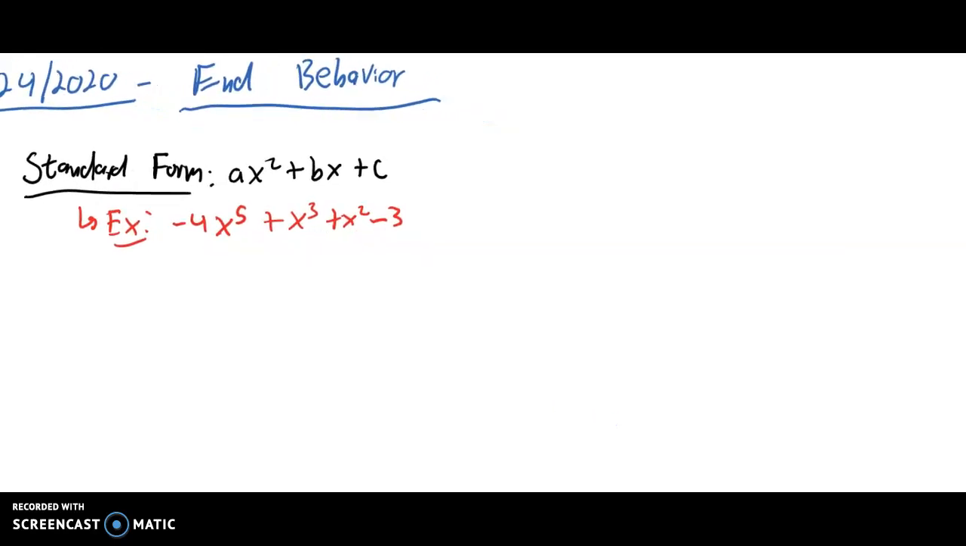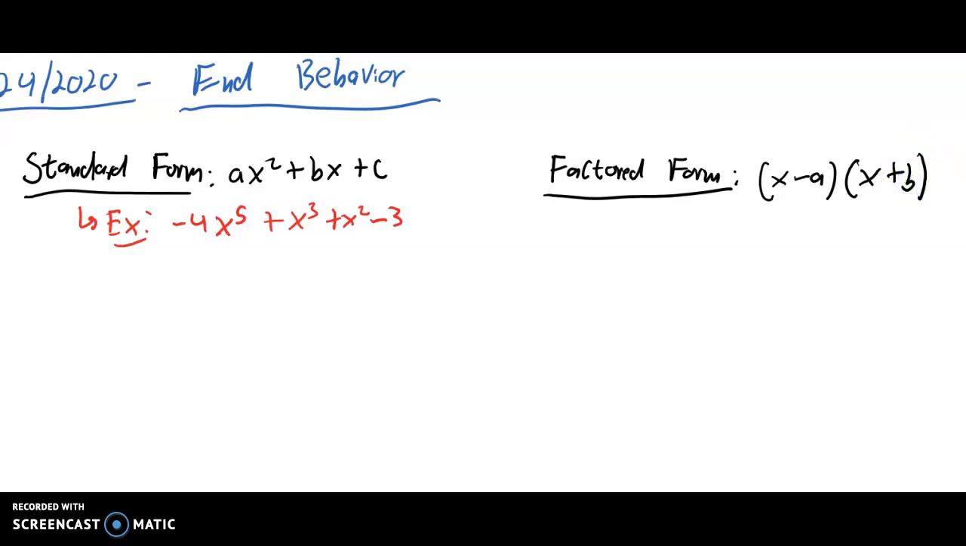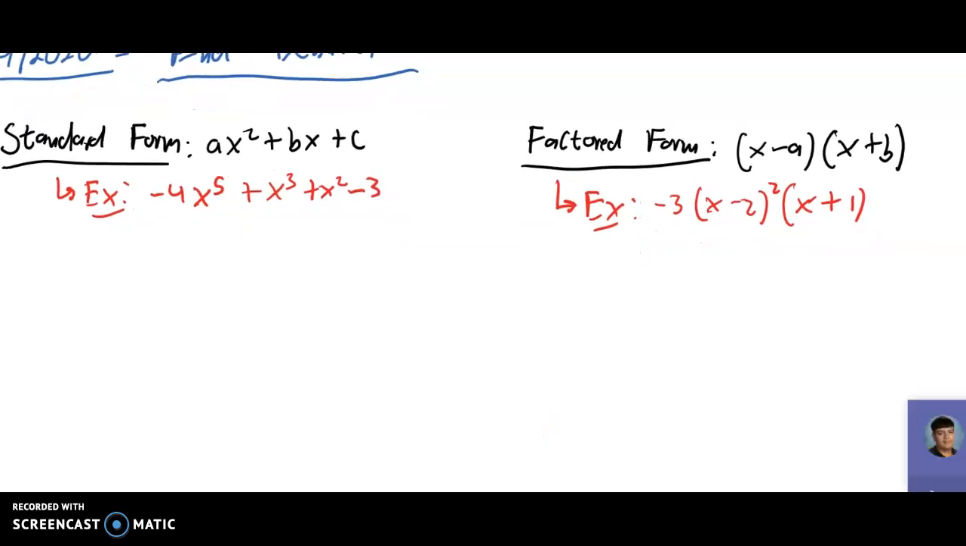Okay, our other form, our second and final form, is called factored form. Factored form is just made of factors. So it might look like x minus a, x plus b, and so on. An example of something in factored form is like negative 3, x minus 2, and these can have exponents, so squared, x plus 1. Okay, now, we have two more words to learn, but the meaning of these words changes a little bit depending on if we're in standard form or in factored form.